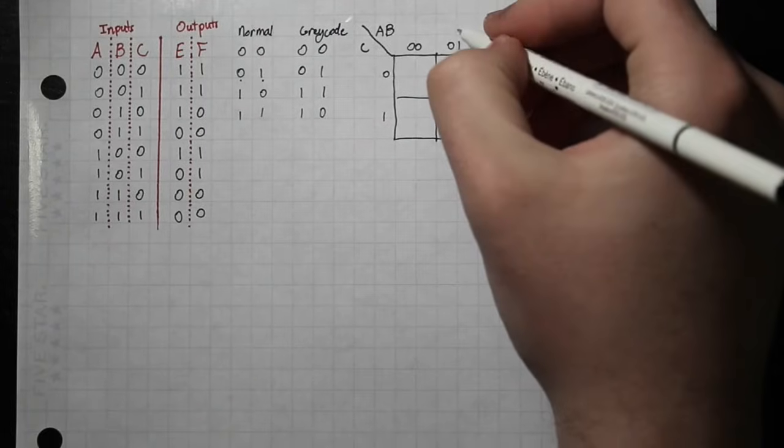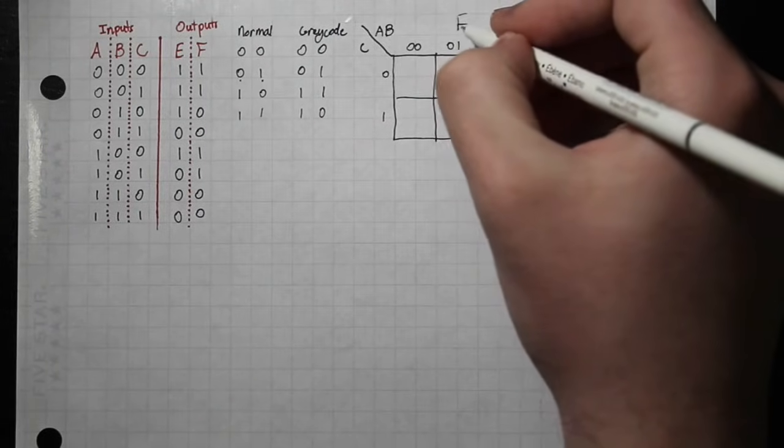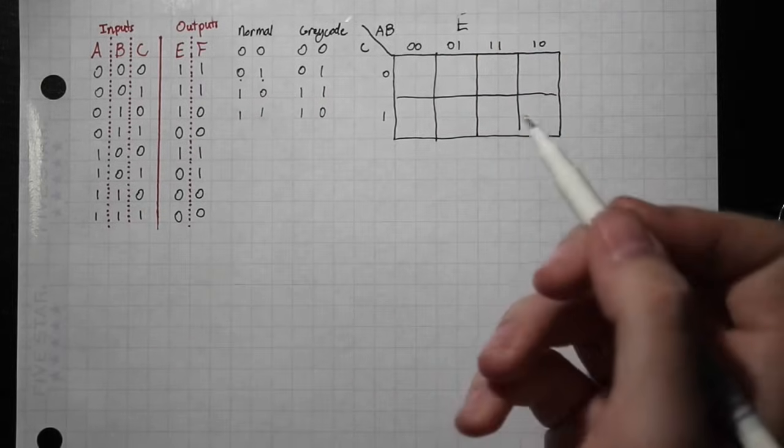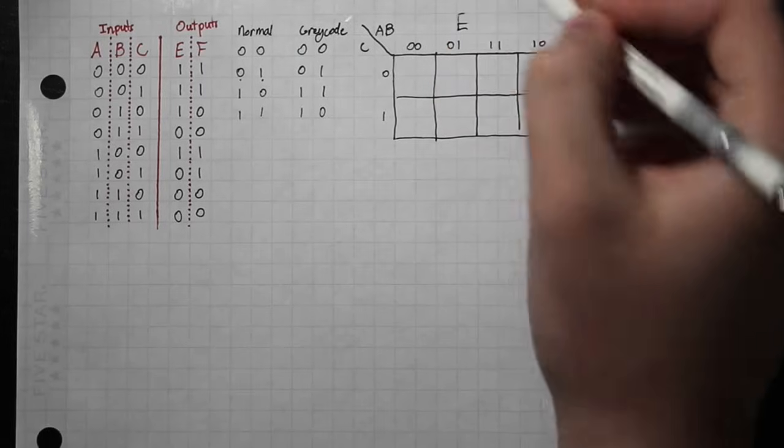And real quick, I don't really have room, I guess I can write it there. I'm going to label this as E because we're going to do this output. You can only do one output per Karnaugh map.